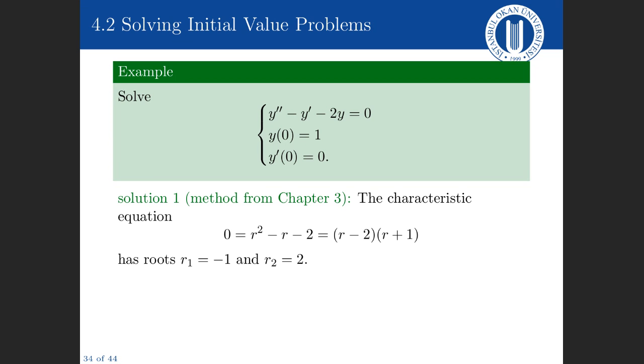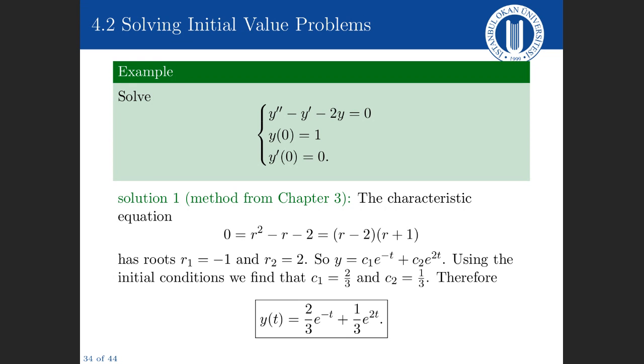Because this is a simple problem, we could use the method from chapter 3. This should be revision. The characteristic equation is r^2 - r - 2. It has roots -1 and 2. So the general solution of the differential equation is c1 e^(-t) + c2 e^(2t).